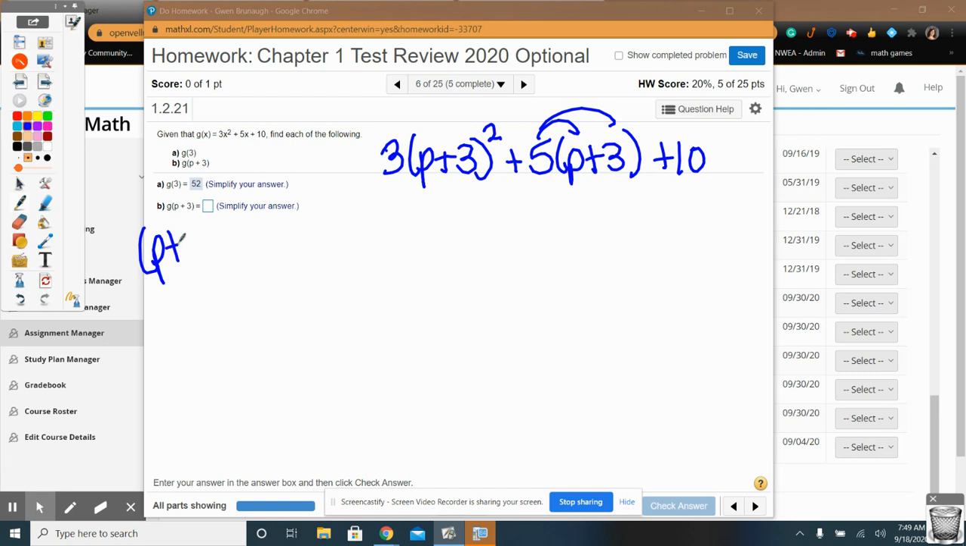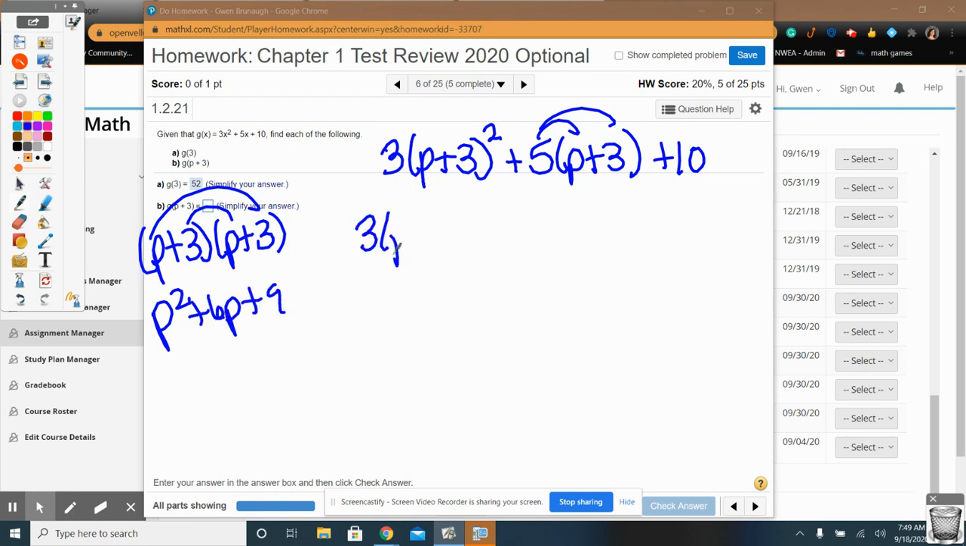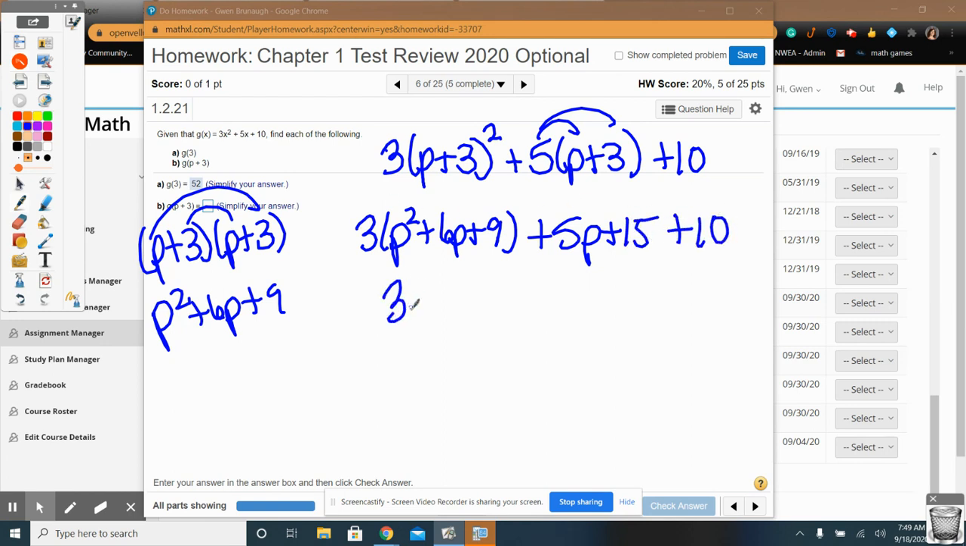So let's do the p plus 3 times p plus 3 first. That'll be p squared plus 3p plus 3p. That's plus 6p plus 9. So that will be 3 times p squared plus 6p plus 9. Now I distribute the 5p plus 15 plus 10. One more distribution, 3p squared plus 18p plus 27 plus 5p.